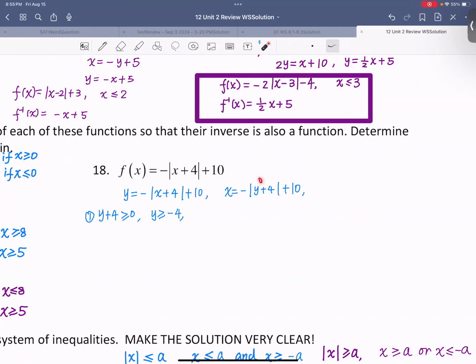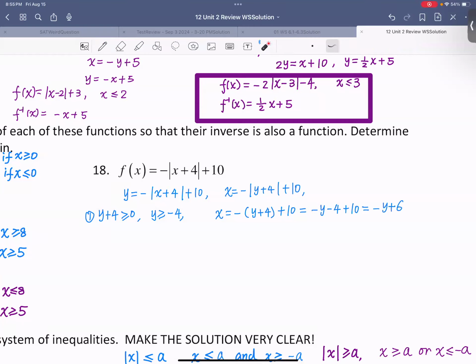So this is positive. So your x equals to who? Negative, because the guy is in parentheses, positive. So you have this, which is negative y minus 4 plus 10. Yes. Which is? Negative y plus 6. Yes.